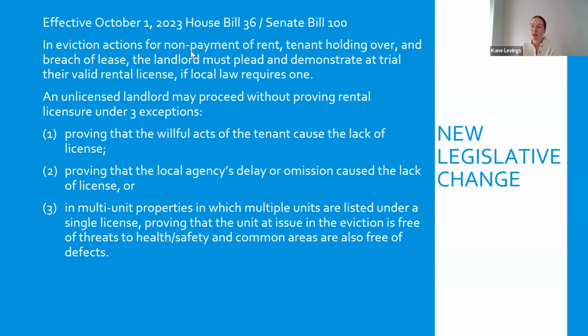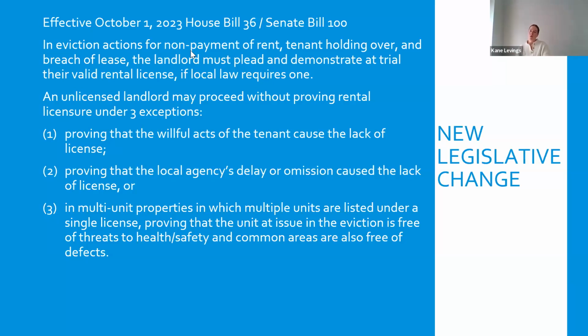I listed out 3 of the exceptions, which are important to note. So the first is that the willful acts of the tenant caused the lack of license. Proving that the local agency's delay or omission caused the lack of license, or that in a multi-unit property, the license encompasses all of the units in the property or a big chunk of them, are listed under one single license, proving that the unit at issue, so if the tenant lives in that unit, in the eviction, it's free of threats to the health, safety, in common areas.